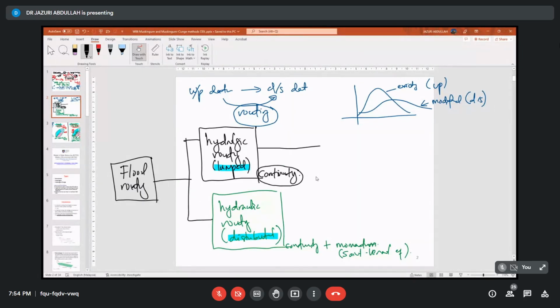Jadi equation ni, just give me the equation. What is the continuity equation? Q1 equal to Q2. Okay, alright. So the continuity equation is Q1 equal to Q2 and Q1 apa dia? A1 V1. Okay, so A1 V1. So you akan dapat juga V equal to 1 over n R^(2/3) S^(1/2). Okay, so this is the continuity equation.